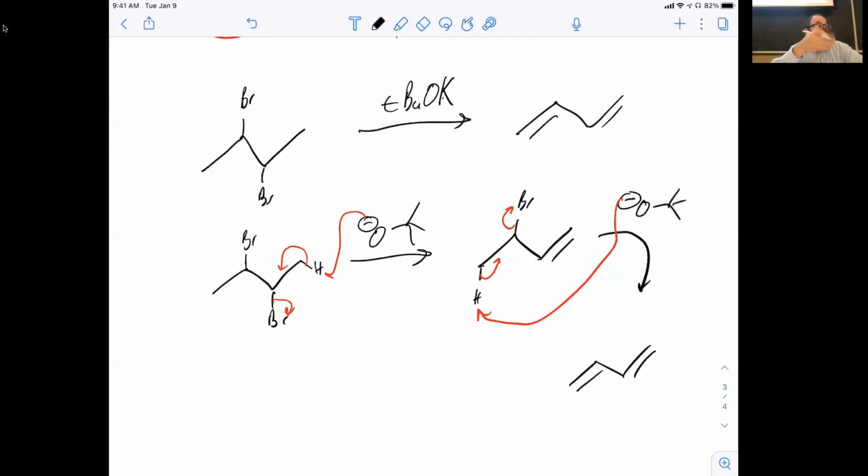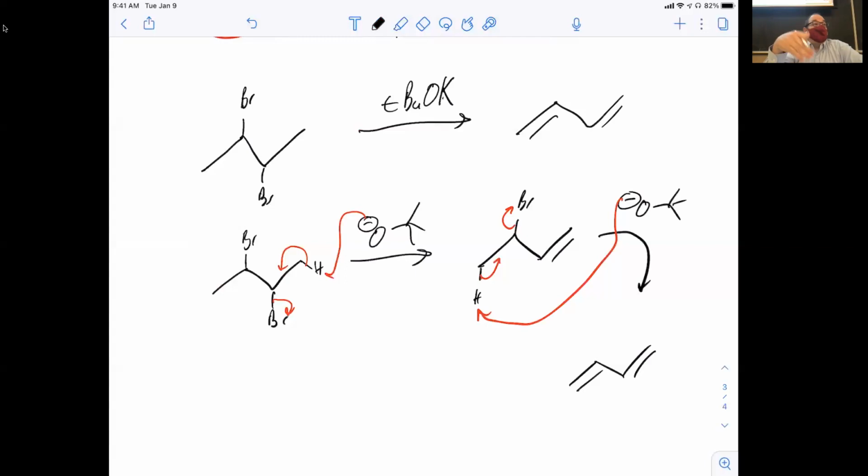You might also ask, why didn't this give me a triple bond? Why couldn't I have eliminated to the middle to give the triple bond? You wouldn't be able to do that with this base. You would have had to have an amide base, and then it would have potentially been possible, but only with a much stronger base.